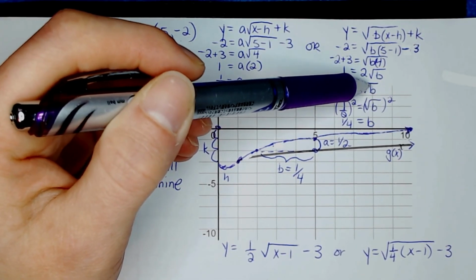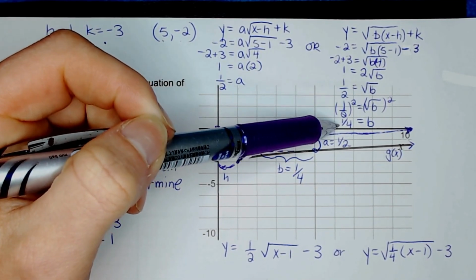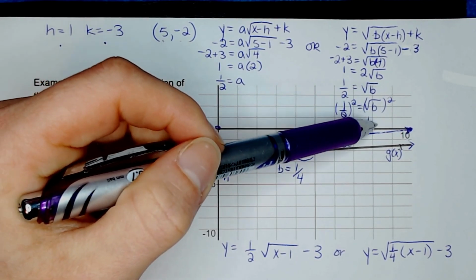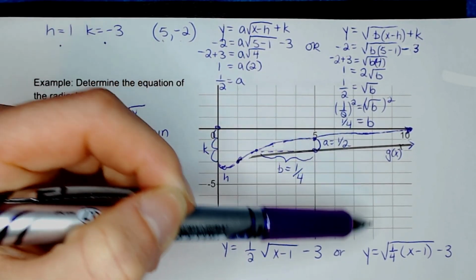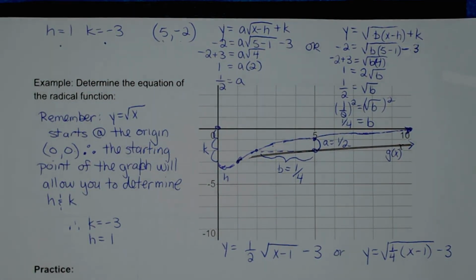And then to get rid of a square root symbol, you just need to square both sides. So 1/2 squared is, of course, 1/4, and the square root of b squared is b. And you can see that that corresponds to our equation that we found by looking at the horizontal shift.